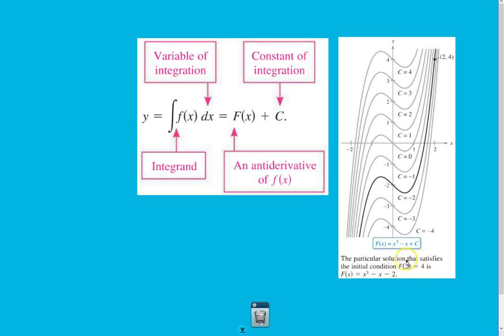In this case, the initial condition they worked with was (2, 4), which means if I plug 2 into my function here, then I should get 4 as my y value. So I could plug in a 2 and then solve for c, and that gives me the correct value of c here. Okay, I know that's a little bit tricky. I'm going to show you an example of that here in just one second. But again, this whole thing right here, we call our general solution.